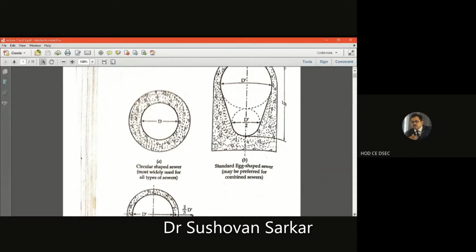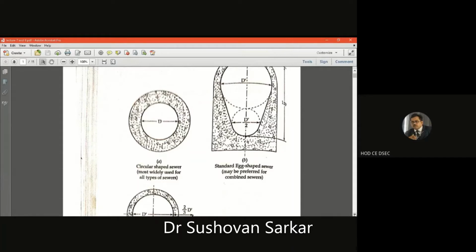Now see the figure, the circular shape sewer. The circular shape sewer is a circular construction and it is mostly used for all types of sewers. These are the general sewers we can see under road construction. The circular shape sewer is the most used for all types of sewers.